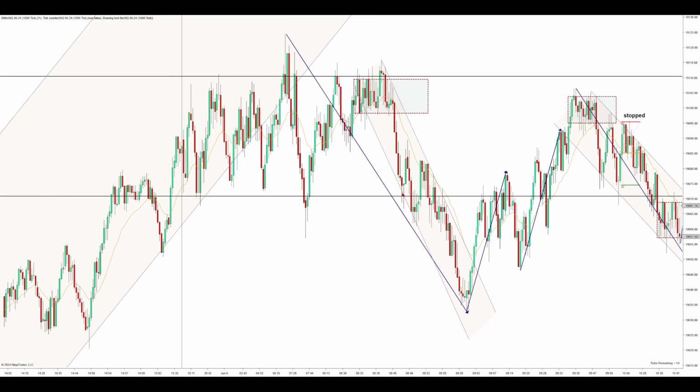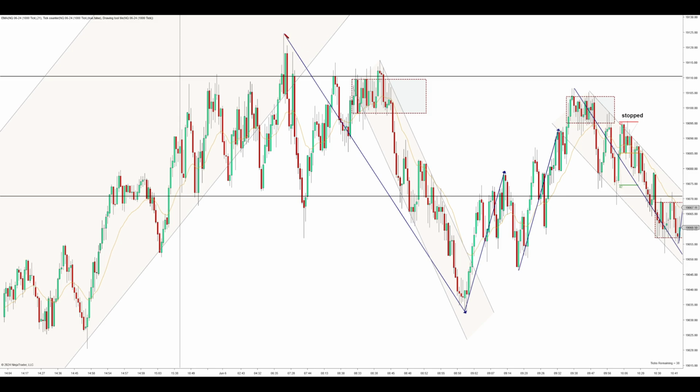So anyway, we push on lower here. Now we reach the overnight low, and let me just redraw this really quick.